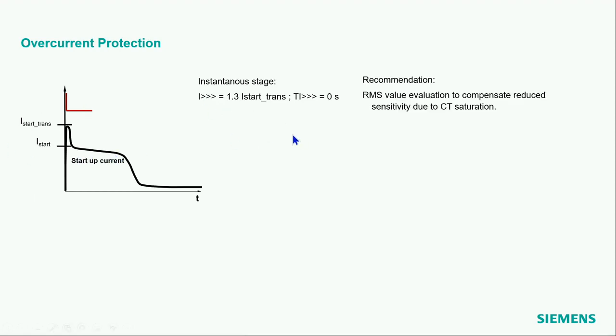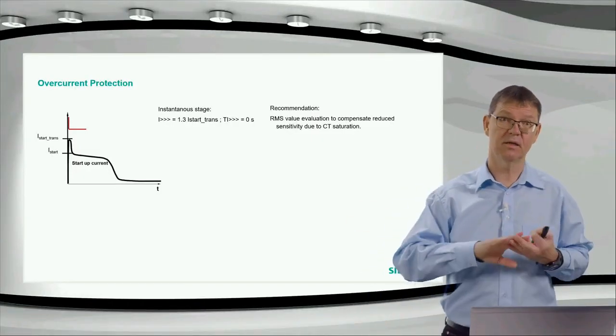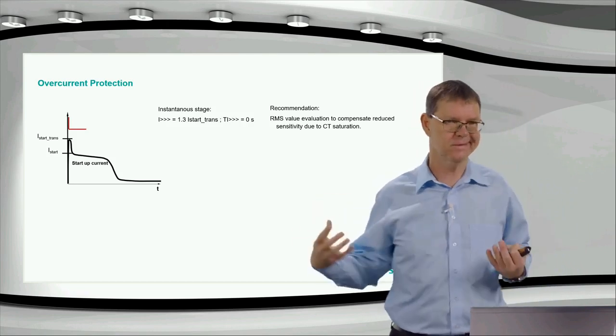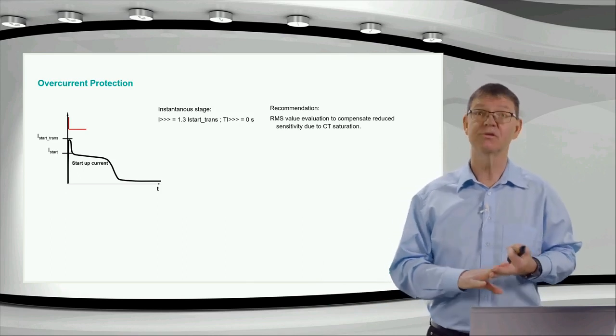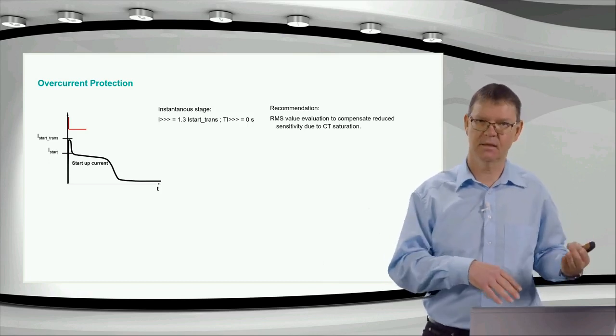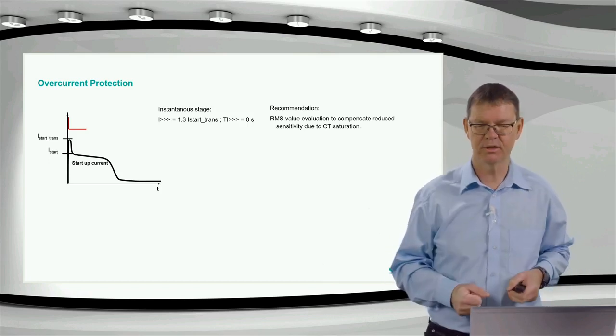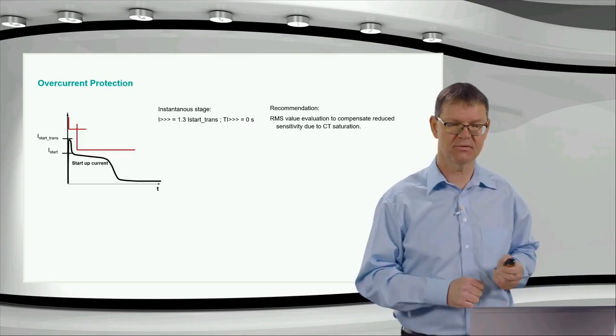Okay, recommendation here is to use RMS values. Why? Because we can have saturation of the current transformers, and then some part of the current breaks off and cannot be seen on the secondary side of the current transformer anymore. However, if I take RMS values, then I get the full, let's say, RMS value of that current which is remaining. Whereas if I put also a filter on this already cutoff current, then I get even less current. So this RMS value evaluation works against the saturation of the current transformer, possible saturation of the current transformer.